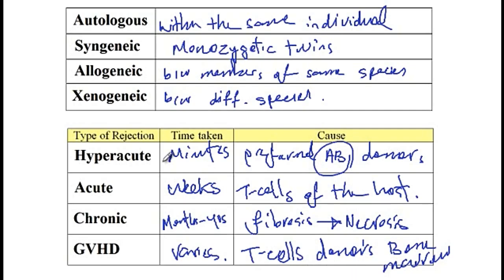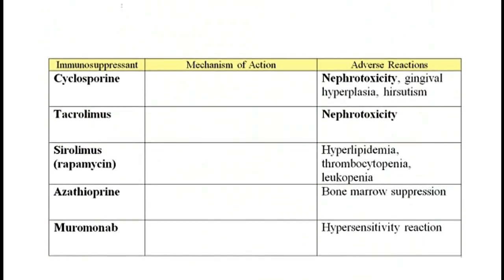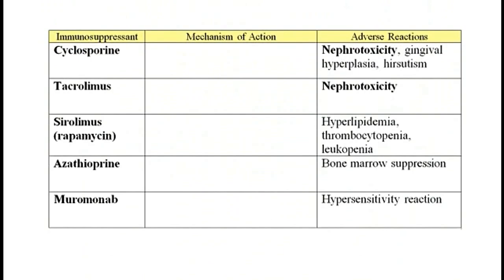Now, in order to prevent the acute rejection, which is done by T cells, there are immunosuppressant medications that can be used. And it's important to be familiar with the mechanism of action of these medications as well as their adverse reactions. So the first medication is cyclosporin, which binds to the cyclophilins to inhibit the calcineurin. And then due to the inhibition of calcineurin, there would be decreased production of IL-2.